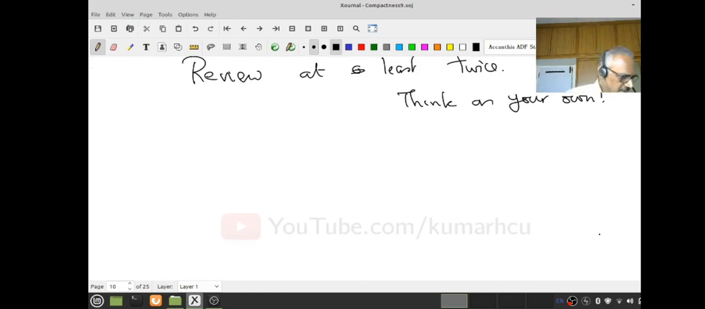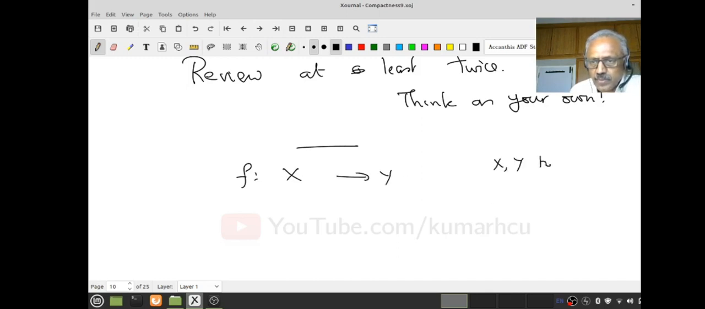Now let us go to a few more results. This is again a thing which is never done. Essentially, suppose I have a map f from X to Y, where X and Y are topological spaces. Do you remember what is meant by the graph of f? The graph of f, by definition, is the set of all (x, f(x)) with x in X.